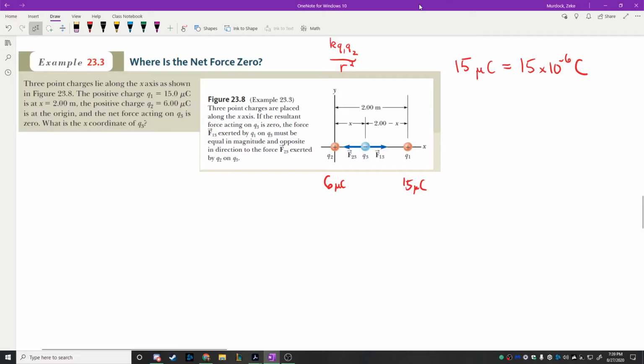Alright, this is hour 2 of Physics 1C for August 27th. Everyone's working on this problem right here that you can see on the screen.